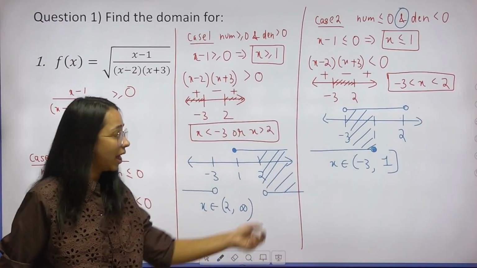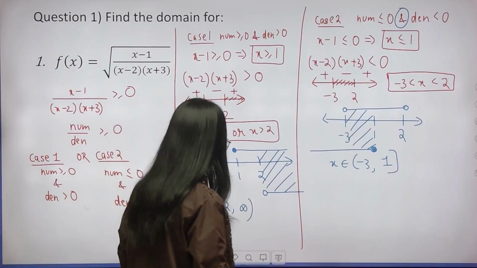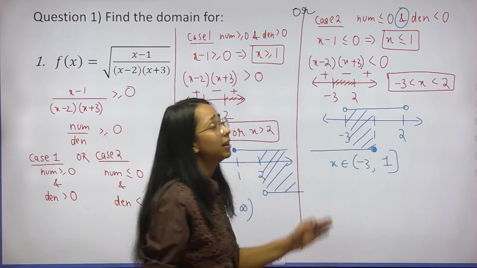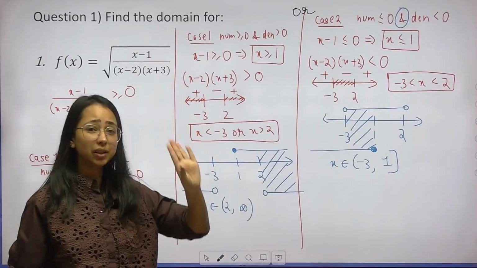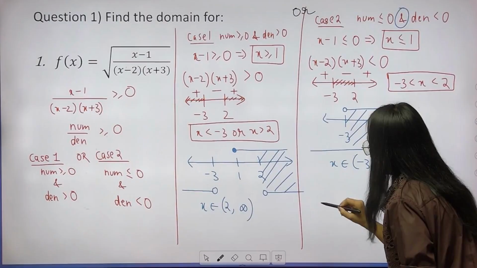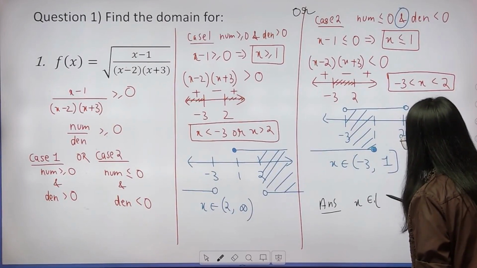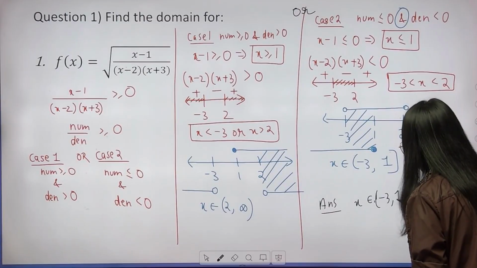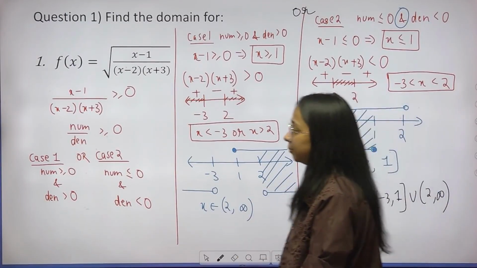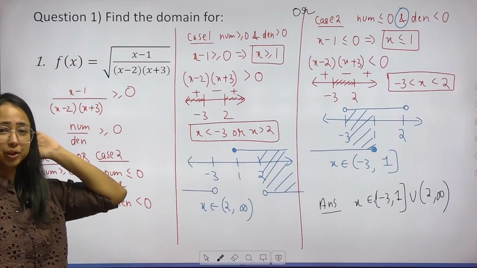Minus 3 excluded and 1 included. Okay. So what will be our final answer? For the final answer, it's either case 1 or case 2, and "or" means union. So we'll take the union of this and this. Our final answer becomes x belongs to minus 3 till 1 union 2 till infinity. Got it? So this is your whole solution of this particular function.